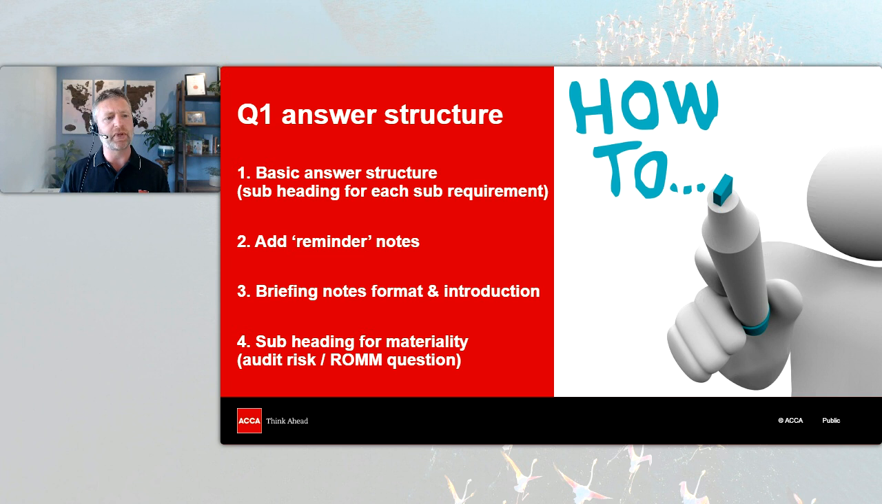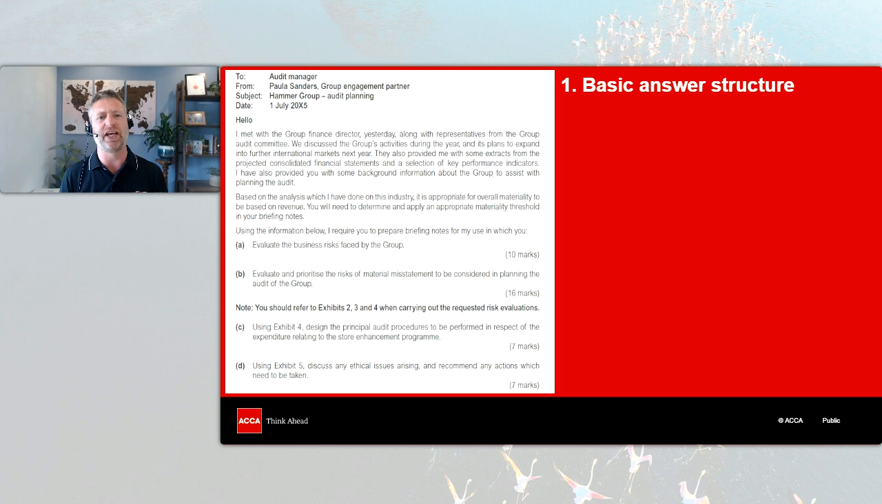Okay, so let's have a look at a recent past exam, and we'll go through those 4 stages together. I'll show you how I get my basic answer structure. What I'm doing is I look at each of the requirements and I summarize each requirement into my structure. Part A here is a really simple question: evaluate the business risks. So part A underlined, that's all I'm doing to set up my answer structure.